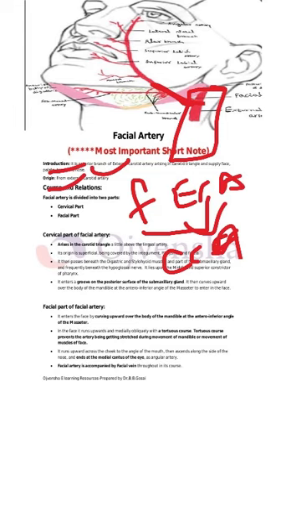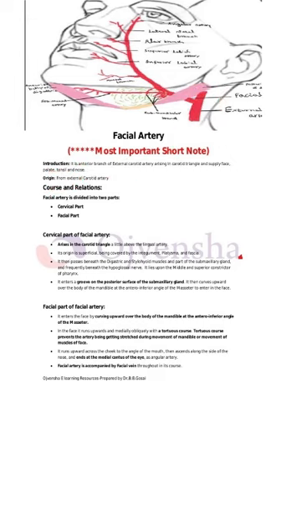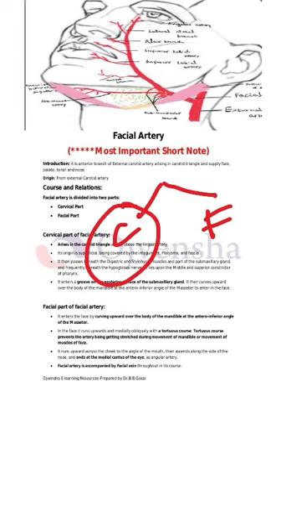So in introduction there are 2 points. What it is a branch of and what all it supplies. Now coming to course and relations. The facial artery is divided into 2 parts, the cervical part and the facial part. The cervical part is in the neck. The facial part is in the face.